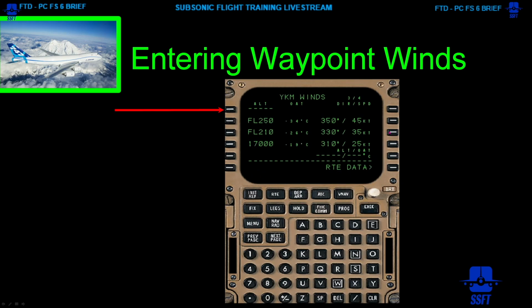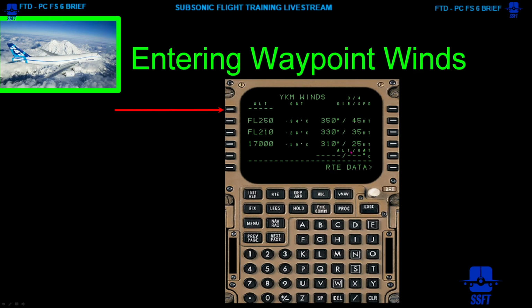And of course, this is all in your paperwork. Your paperwork would have all this information as far as winds go for each of the waypoints. Again, you can see this can get kind of tedious. You can enter up to 4 altitudes and 4 winds, depending on what your cruise altitude is and whether you plan to step climb and things like that.